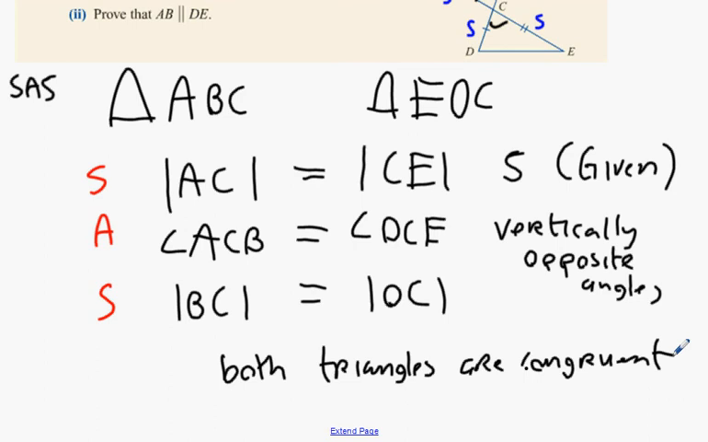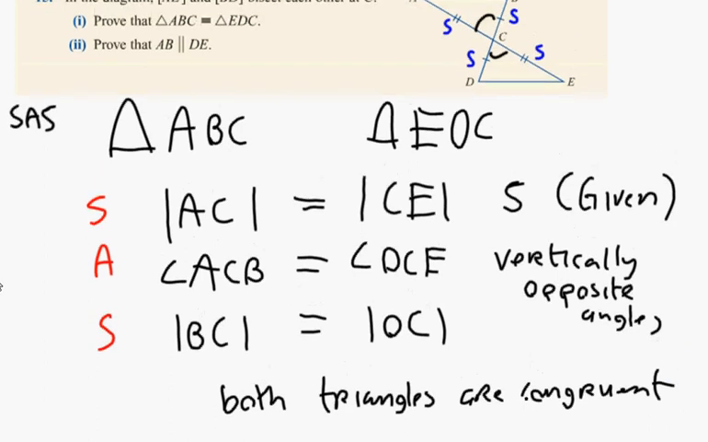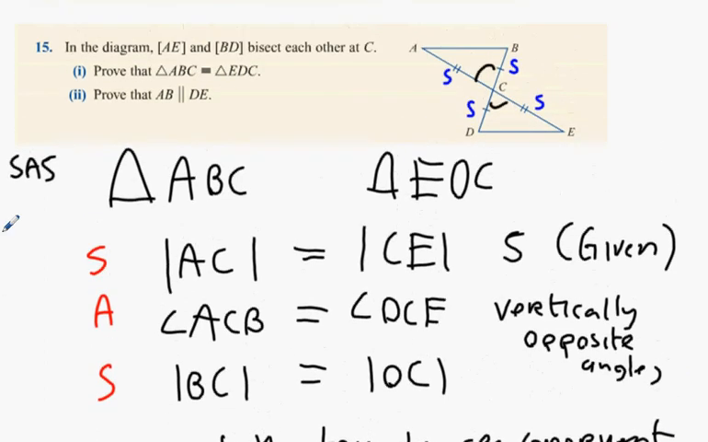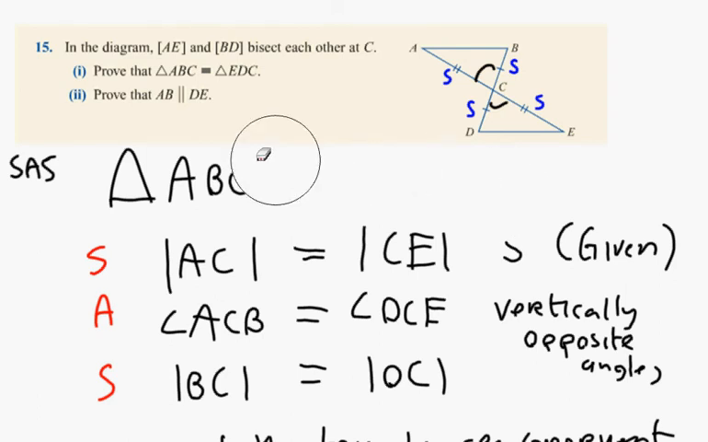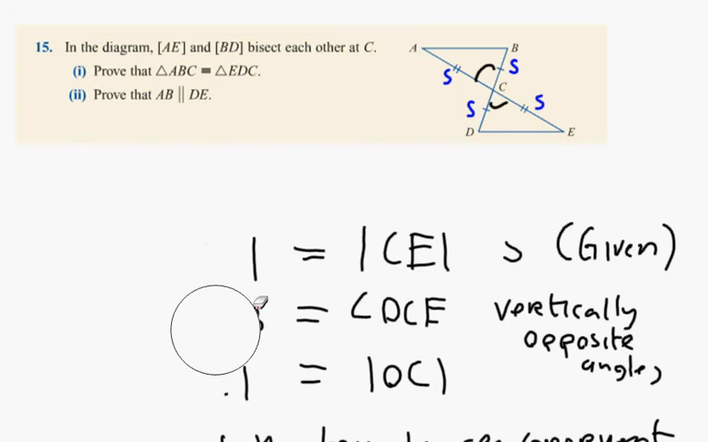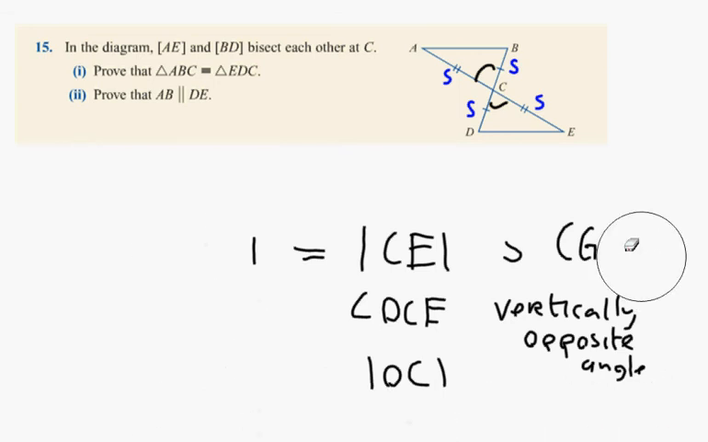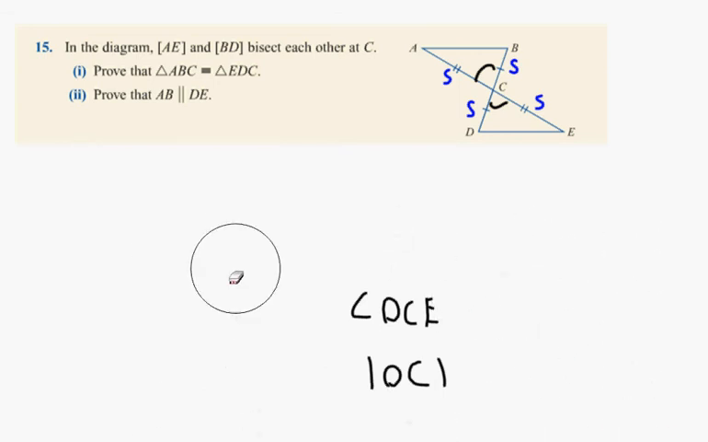Now, the next thing he wants me to do is, what does he want me to do after that? Prove that AB equals DE. Well, look, we can rub out all this now, okay? When you're doing your answer for question 15, you're going to have to do it like that. Okay. How to do this?